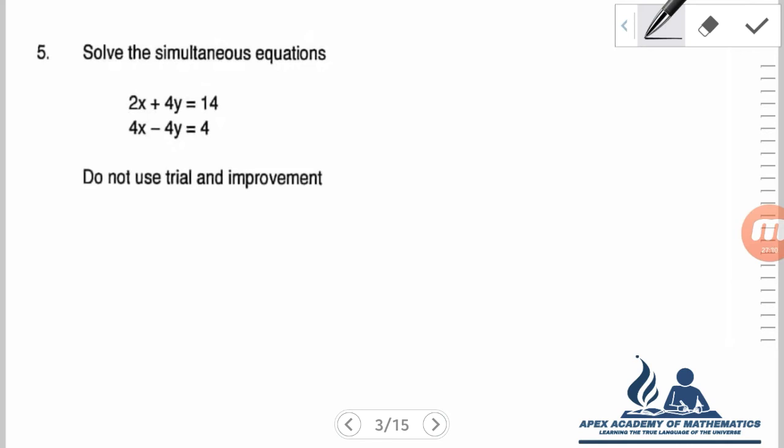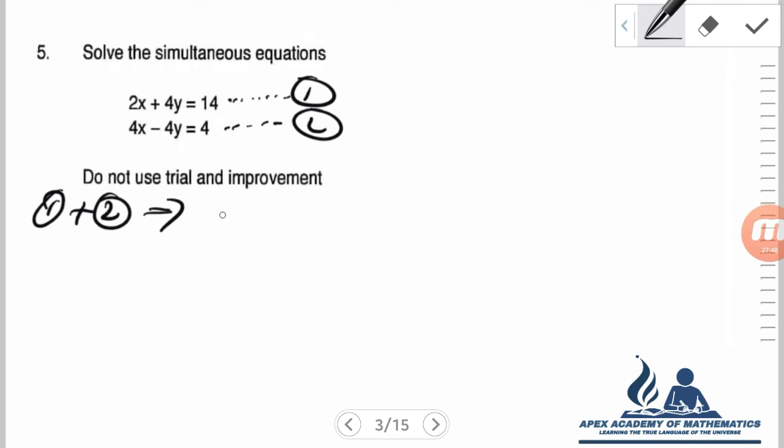So for question 5, guys, what we're going to have here is just equation 1, equation 2. So for this now, guys, I see an opportunity here to use the elimination method. Reason being, the two coefficients of the y variable are the same, but they have different signs. I'm pretty much going to just add to eliminate. Okay, so I'm going to be adding equation 1 to equation 2, so that implies that I'm going to have 2x plus 4x plus 4y plus negative 4y, and that's going to be equal to 14 plus 4.